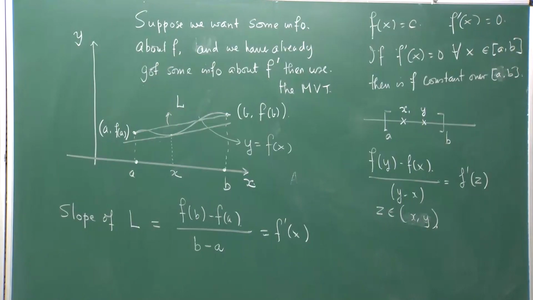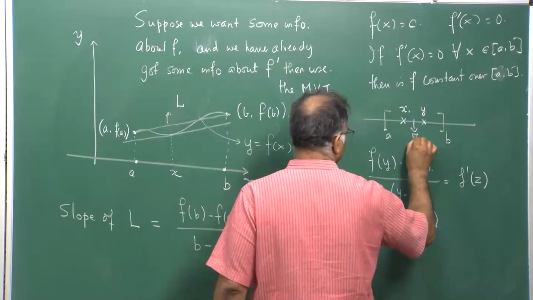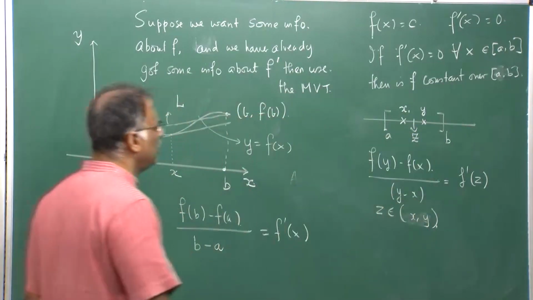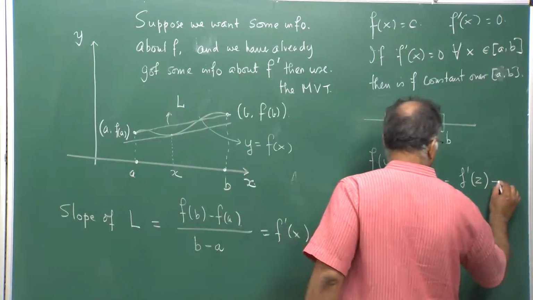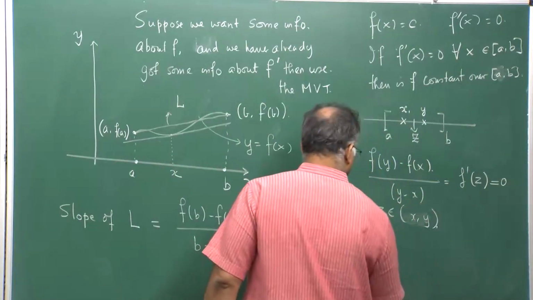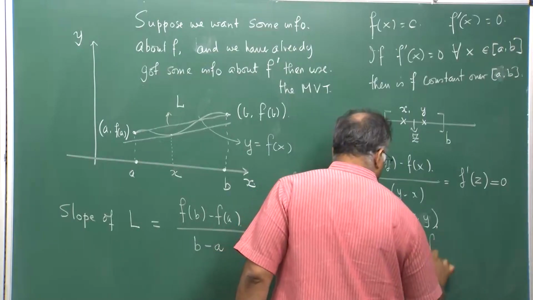Now, z is somewhere here. In this whole interval a to b, the functional values of f dash are 0. So, f dash z is also 0. This would imply that f(y) is equal to f(x).